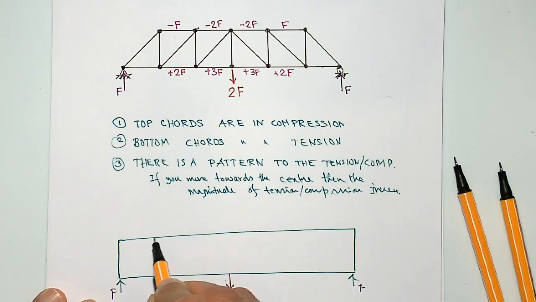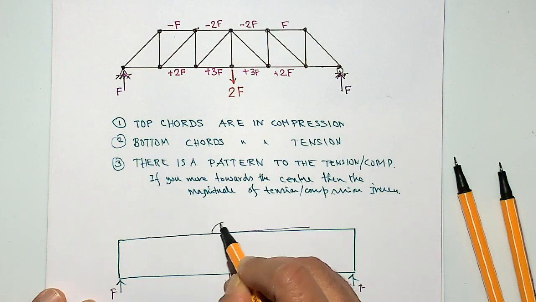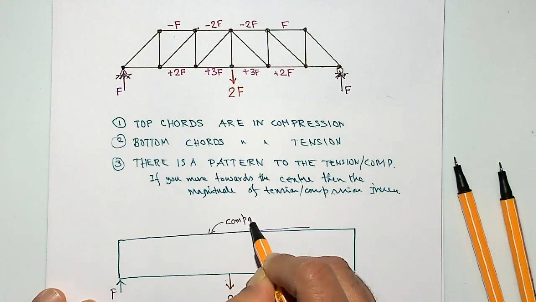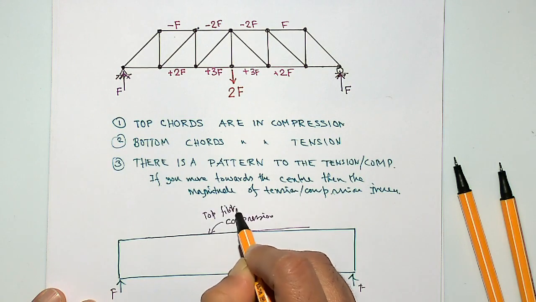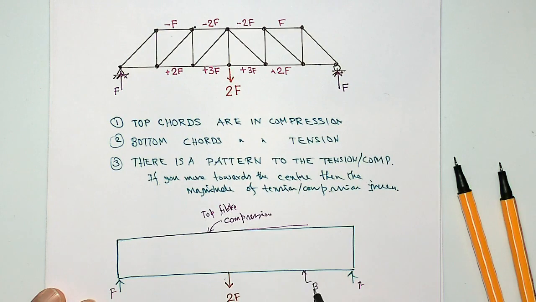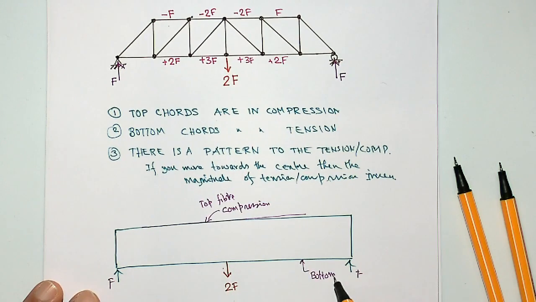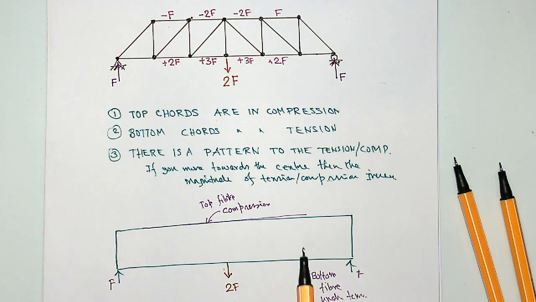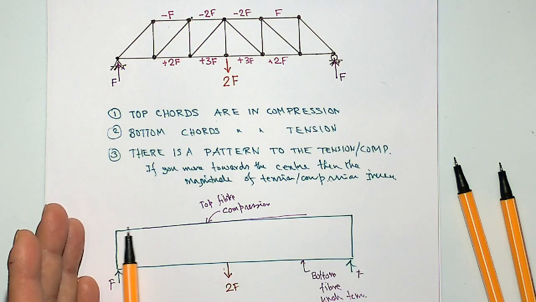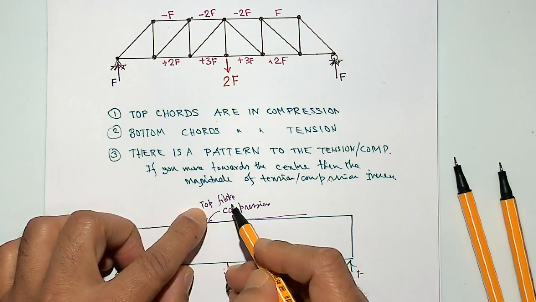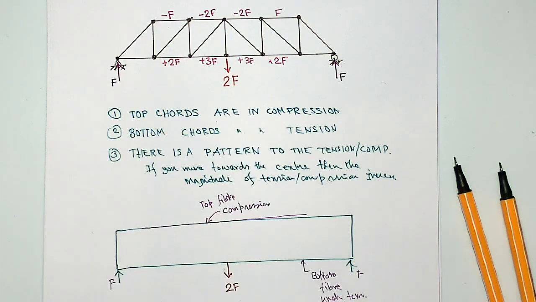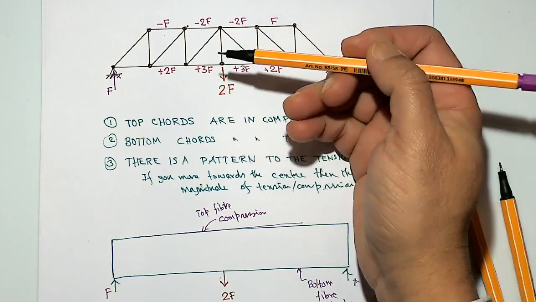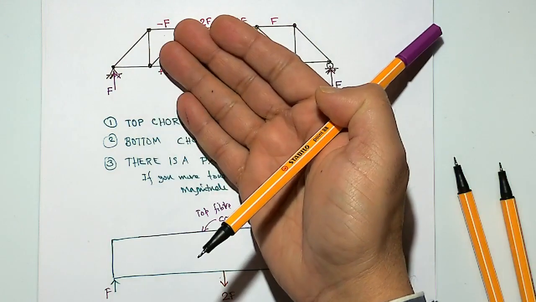Then the top chord will be under compression. So the top fiber is under compression, and the bottom fiber is under tension. Now also in this case it will happen that if you come towards the middle, this compression would increase and so would the tension. So as you come towards the middle, this compression and tension amount will increase. Exactly the similar pattern as you can find in a truss member.